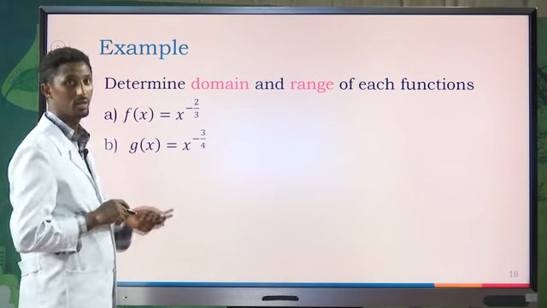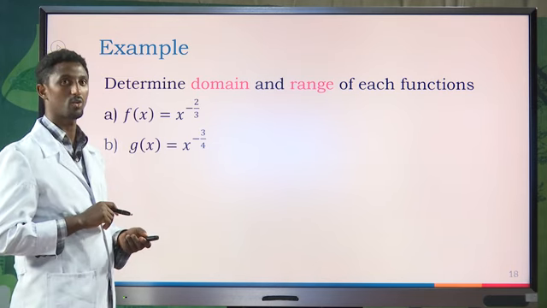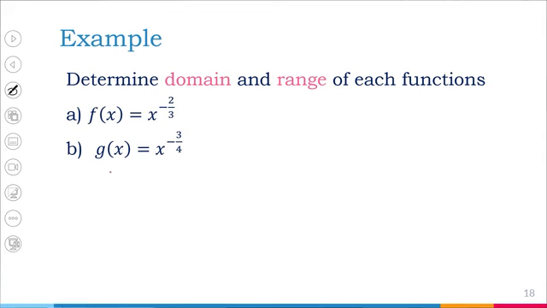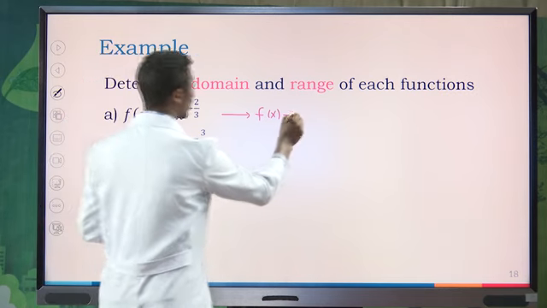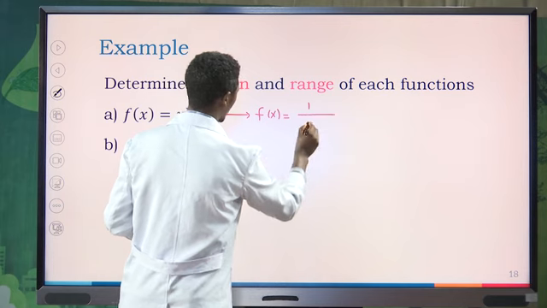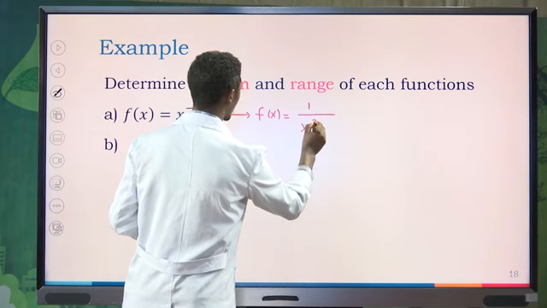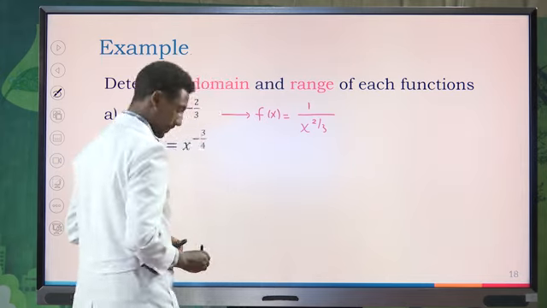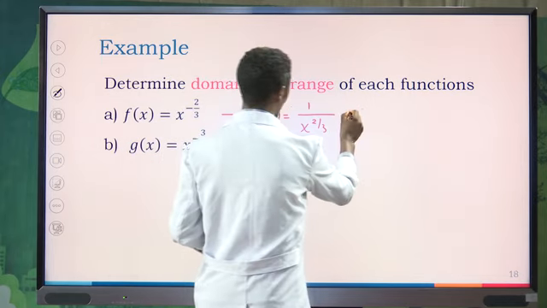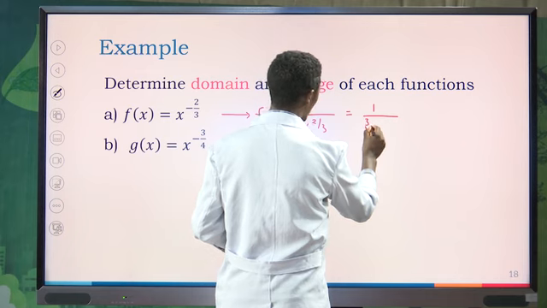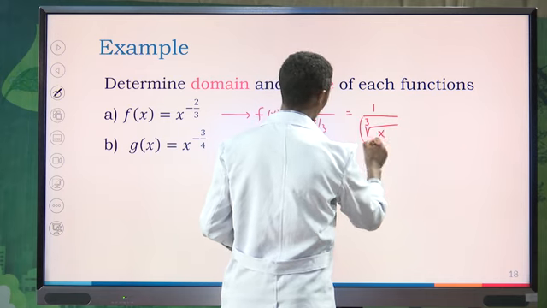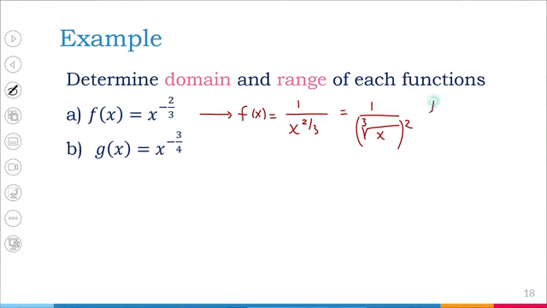The first one, f of x equals x to the power of minus 2 over 3. To determine the domain, look, since it is a power function with a negative power, we can rewrite it as 1 over x to the power of 2 over 3. Let's go one step further. It's equal to 1 over the cube root of x, the whole squared. Okay, now what's the domain of this function?